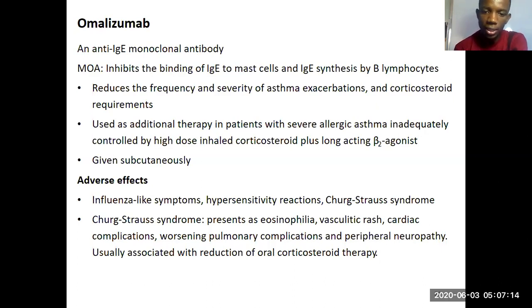Churg-Strauss syndrome presents as eosinophilia, vasculitic rash, cardiac complications, worsening pulmonary complications, and peripheral neuropathy. So if you find a patient presenting with all of these, you know that they have got this syndrome. And it is usually associated with reduction of oral corticosteroid therapy.